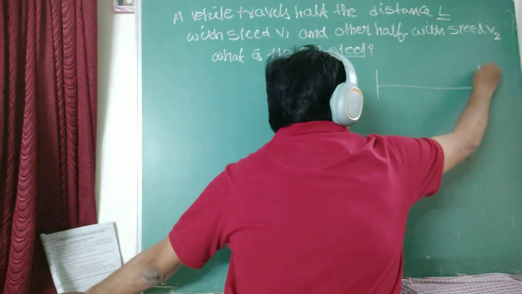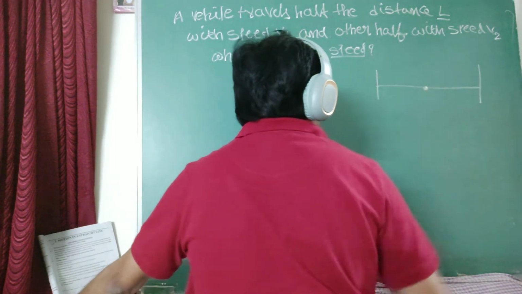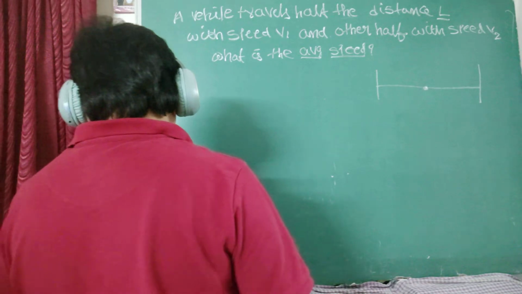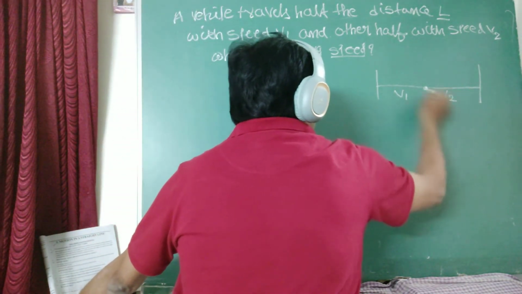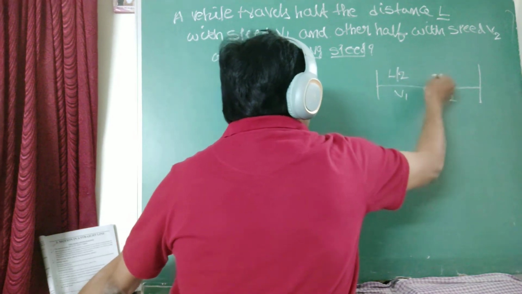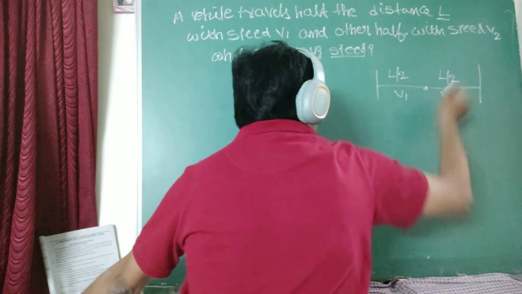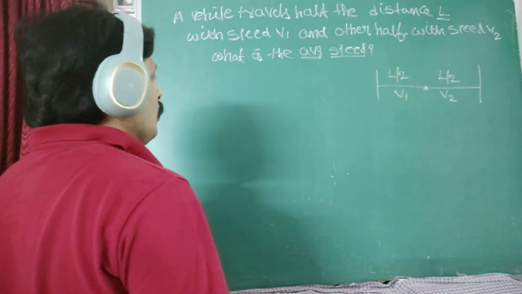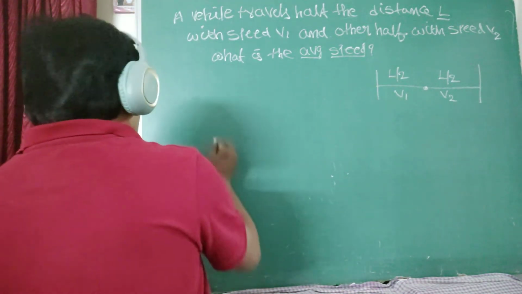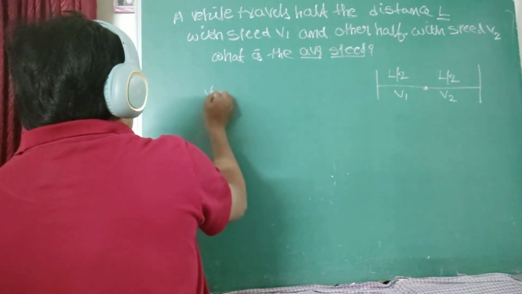Here I represent the two points, and the midpoint is represented like this. What are the velocities here? One is V1, the second one is V2. What is half the distance? The total is L. Half of the distance is L by 2 and the other half is also L by 2. Now we want to calculate the required value.